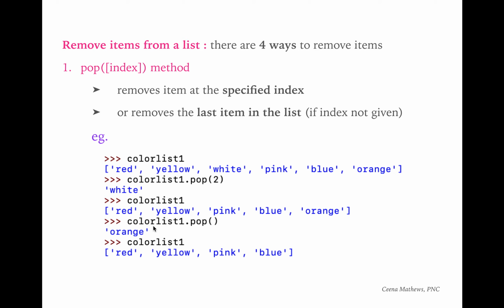And in the next example, I have used pop without any index values, just empty brackets. Since no index has been specified, it will remove the last item in the list, which is orange. And when you display color list again, you can see the orange color has been removed from the list.